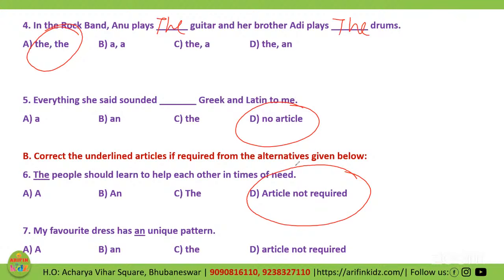People are social animals. So any general ways does not require any specific articles, right? So that is wrong. No article. People should learn to help each other in times of need. Very good. Super. Tough one, but everyone said the correct answer.